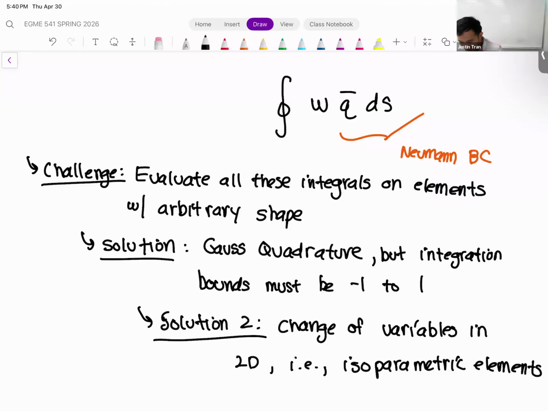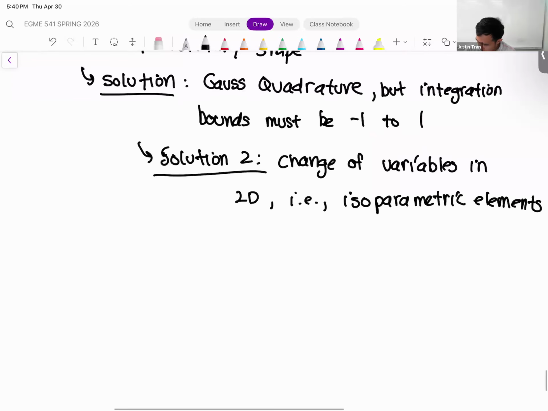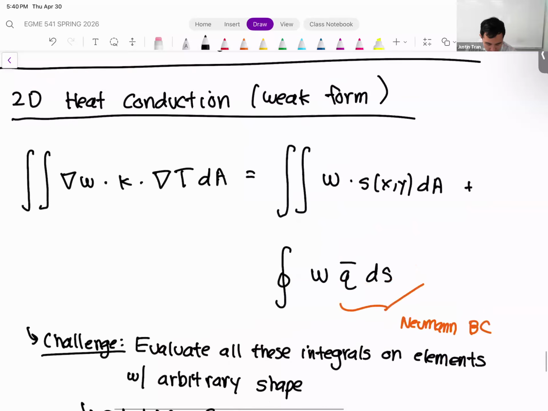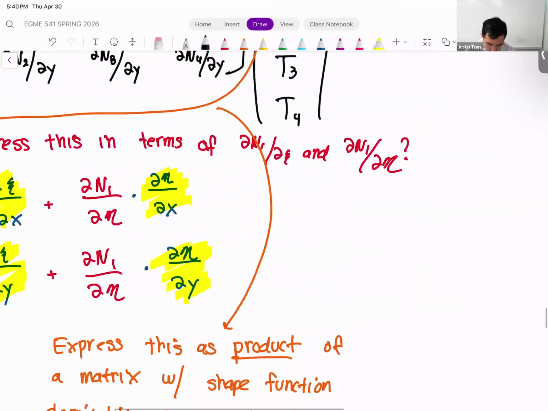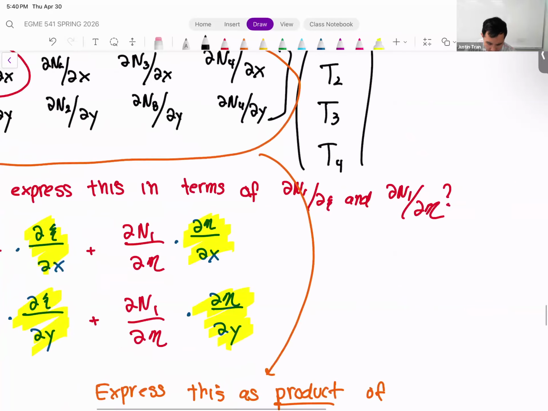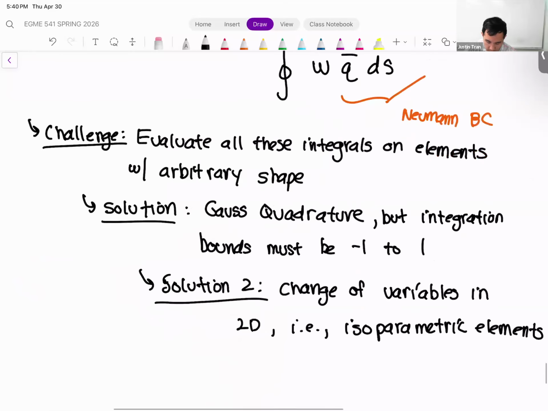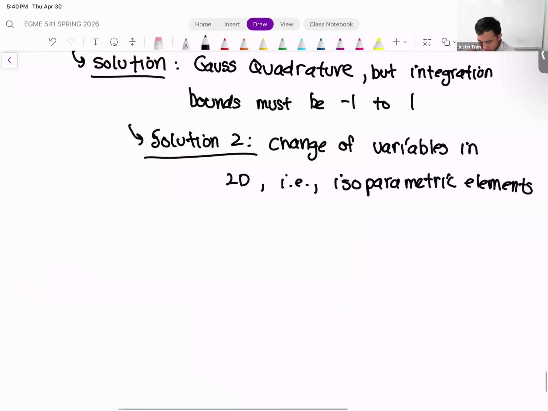Okay, all right. So let's pick up where we left off last time. Let me just scroll up here a little bit. Actually, let's start down here. So where we're going to start is actually with the element stiffness matrix.